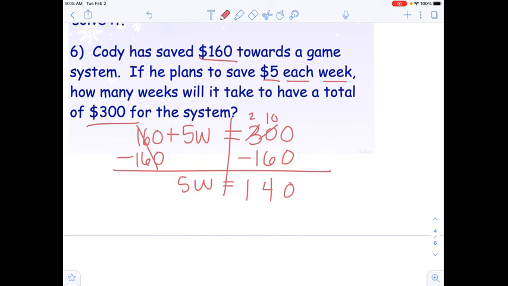Okay, then to get w by itself, I need to do the inverse and divide each side by 5. So w equals 140 divided by 5 is 28. Then we just need a label. It says for how many weeks will he have to save to get that total, so it's 28 weeks.